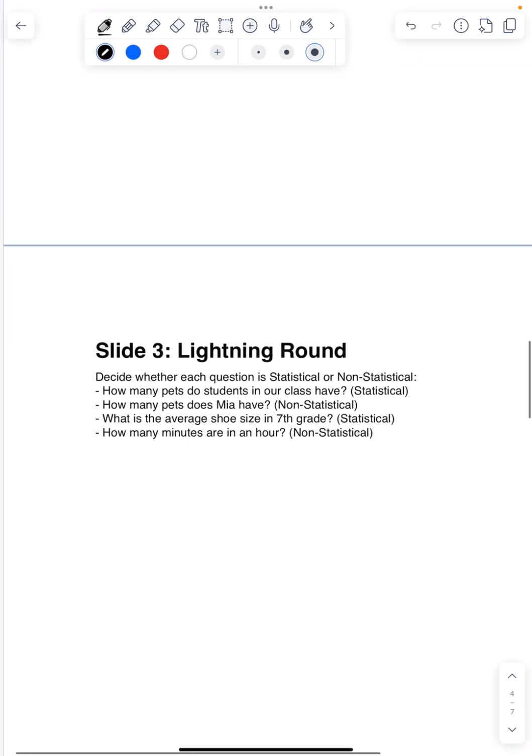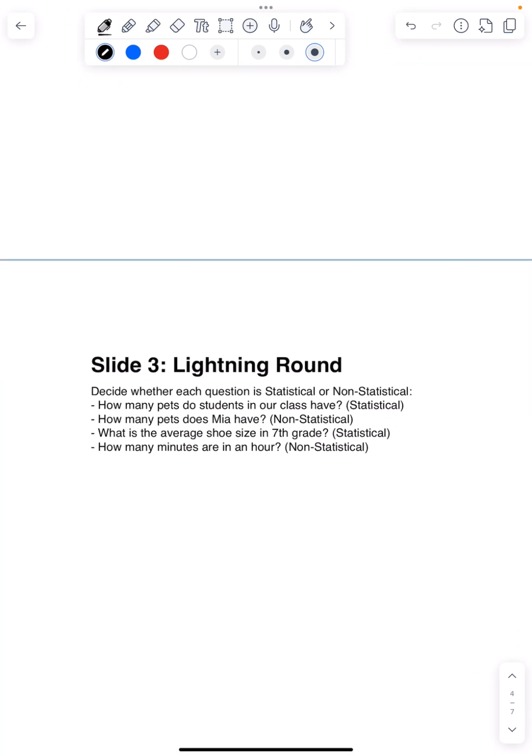Same thing here again, right? How many pets do students in our class have? It would be statistical. We would have to take into account how many pets each person has. How many pets does Mia have specifically? It would be one number, so therefore it would be non-statistical. What is the average shoe size in 7th grade? We would have to take into account all the 7th graders and their shoe sizes, and we would come up with the average. And so therefore it's statistical.